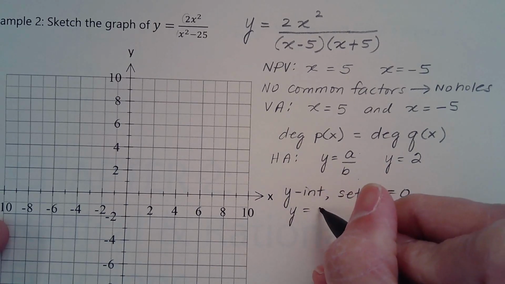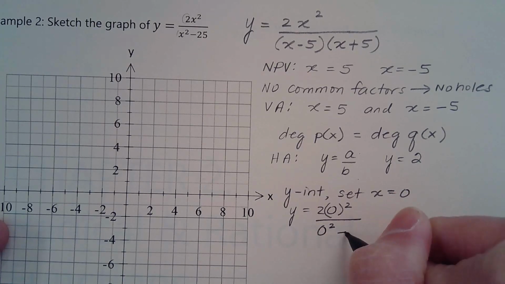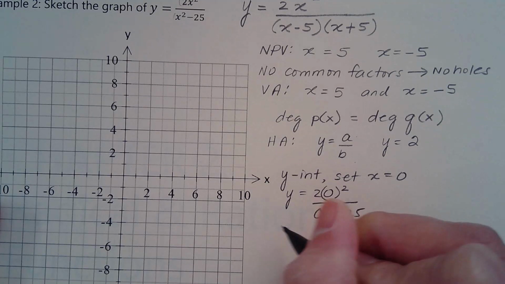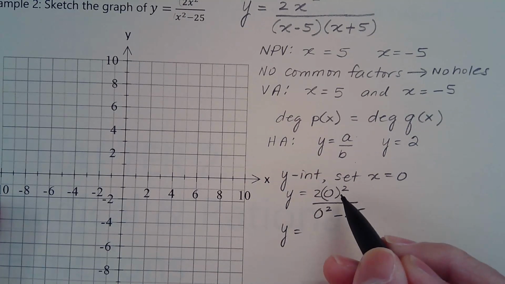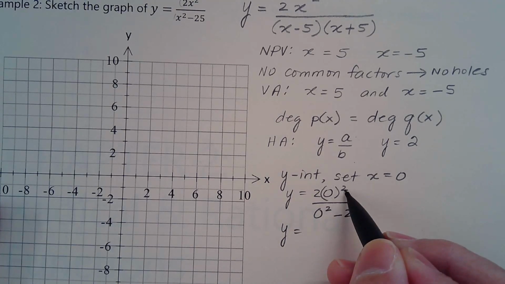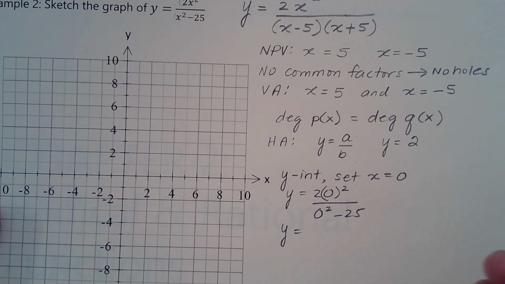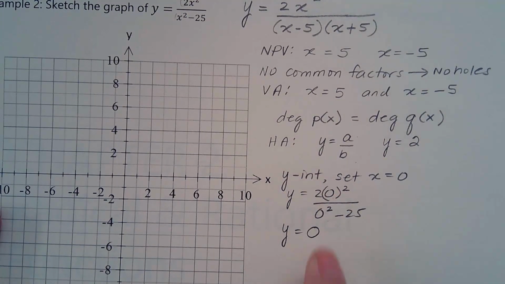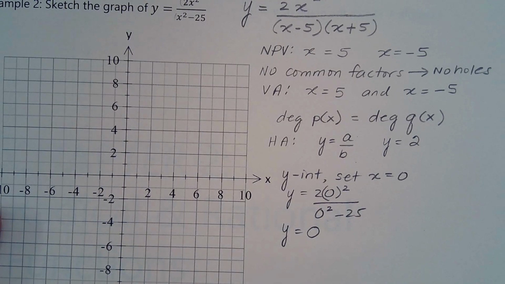y equals 2 times 0 squared over 0 squared minus 25. And that's going to give us y equals, the numerator is 2 times 0 squared, which is 0, divided by negative 25, so it's going to be 0. Okay, so we know that our graph will cross the y-axis at 0. So what's our coordinate there? It will cross the origin.